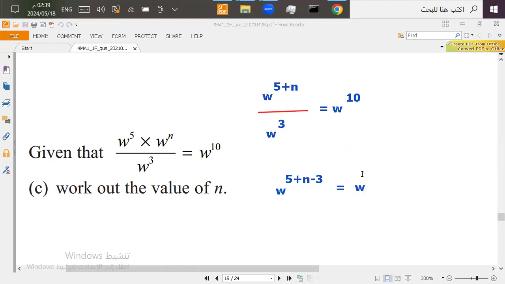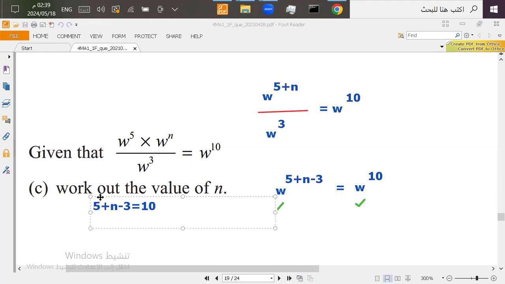Now, this means what? If the base numbers are the same here, we have same base numbers, w and w. It means the powers here will be the same. It means 5 plus n minus 3 equals 10. So I'm going to take it here. I'm going to say 5 plus n minus 3 equals 10. Now I'm going to find the value of n. I'm going to take everything to the other side.